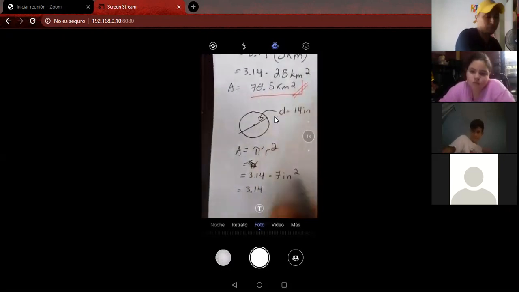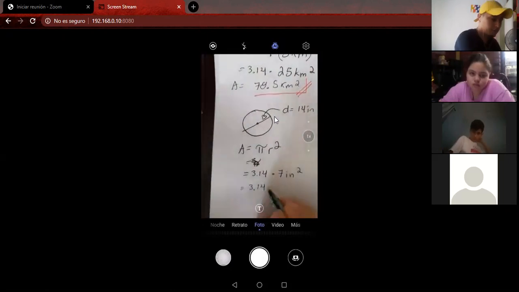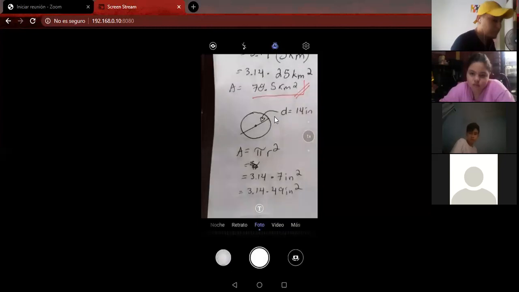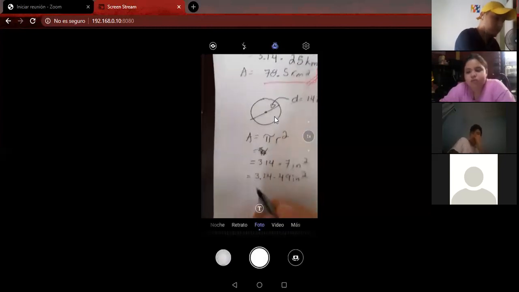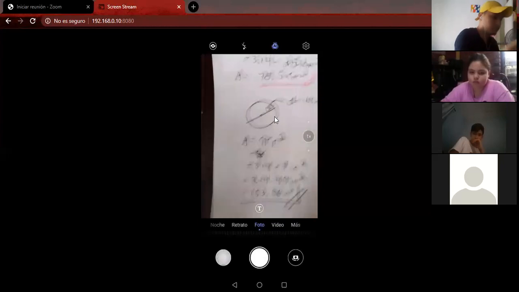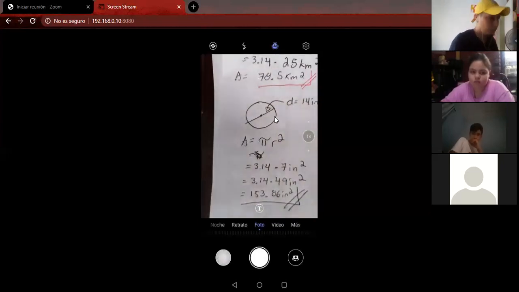How much is 7 to the second power? 49 inches square. Y solamente multiplico después 49 por 3.14. This is 153.86 inches square. Okay, guys?